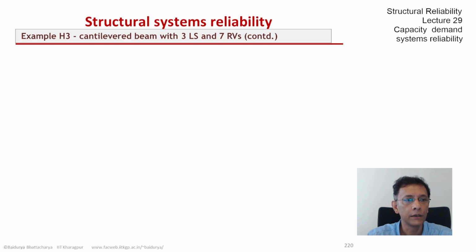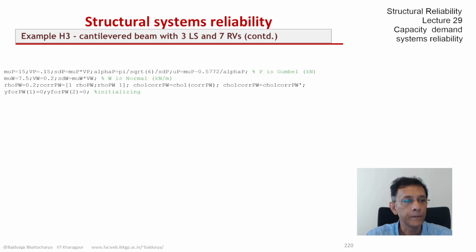So putting all of this together, now we could actually write Monte Carlo code and go through and take it to solution. So let's go through the steps of the Matlab program that I have written for this purpose. We first define all the random variable parameters. So we define the mean of P, the COV of P, and because it's Gumbel, we obtain the corresponding U and alpha values. We define the mean and COV of W, which is normal.